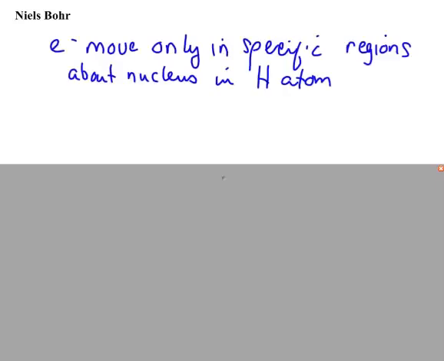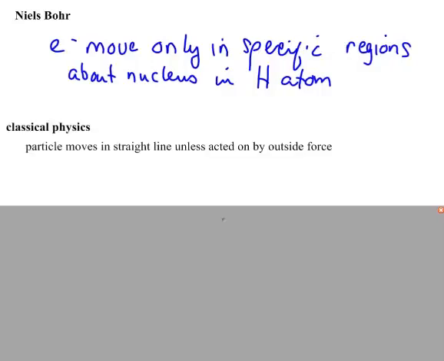He studied the hydrogen atom extensively, and what he found was that those regions where the electron was found in the hydrogen atom were specific distances from the nucleus, and only specific or fixed distances from the nucleus. His studies contradicted what we've learned in classical physics.